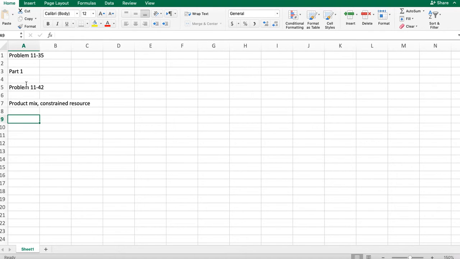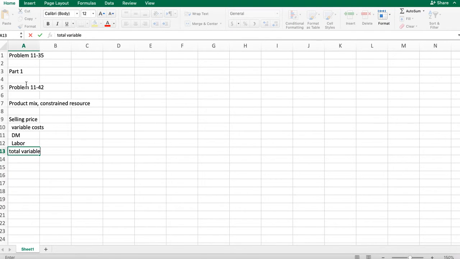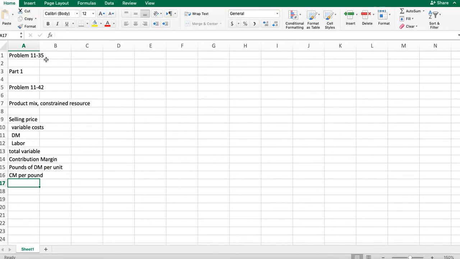The way you're going to want to set this one up, again, I'm just trying to help you get started, is you'll set up a spreadsheet. You'll have your selling price, and your variable cost: your direct material and your labor. Remember, you're looking for just variable. Then you'll have your total variable, and that gives you your contribution margin. Remember, sales minus variable cost is contribution margin. Then you've got pounds of direct material per unit, which is given in the problem, and then your contribution margin per pound. That's what you're looking for.